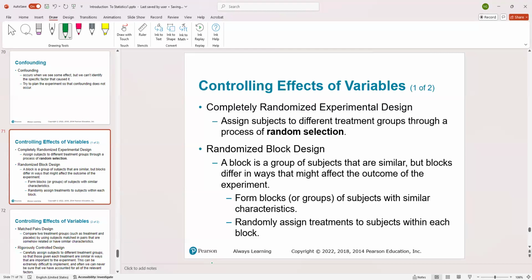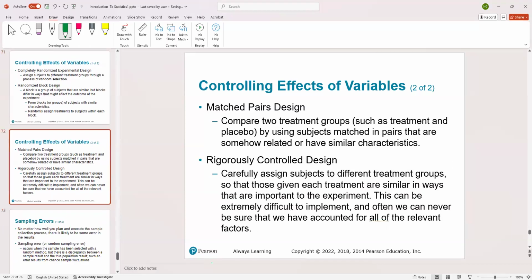In some experiments, it may be necessary to use blocks, which are groups of subjects with similar characteristics. So one of them is the randomized block design. To use a randomized block design, the experimenter divides these subjects with similar characteristics into blocks. Then, within each block, randomly assign subjects to treatment groups, right? So I'm hoping that's what you would do in your study when we have a project to complete.